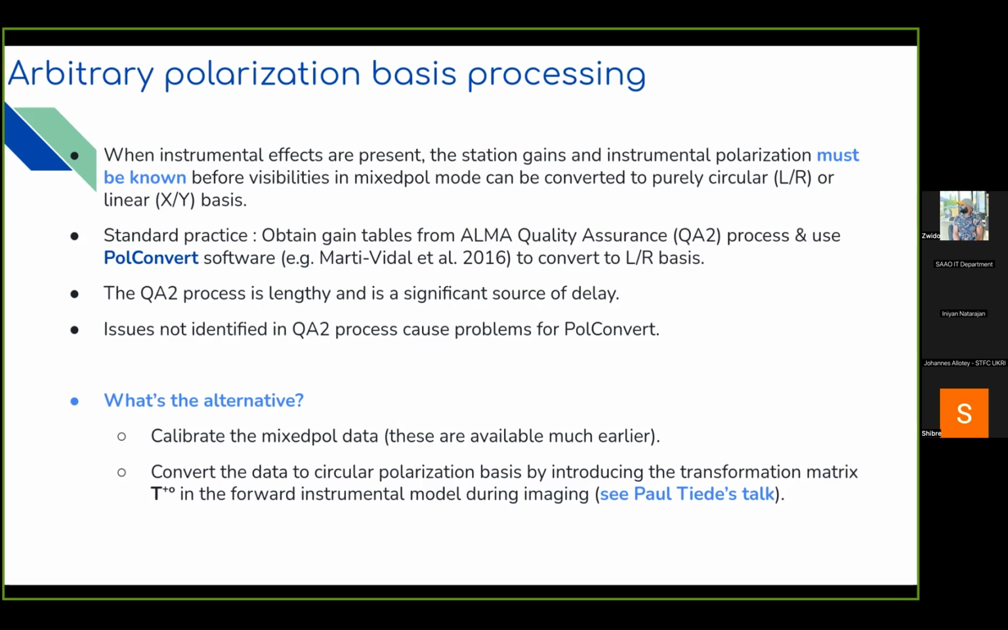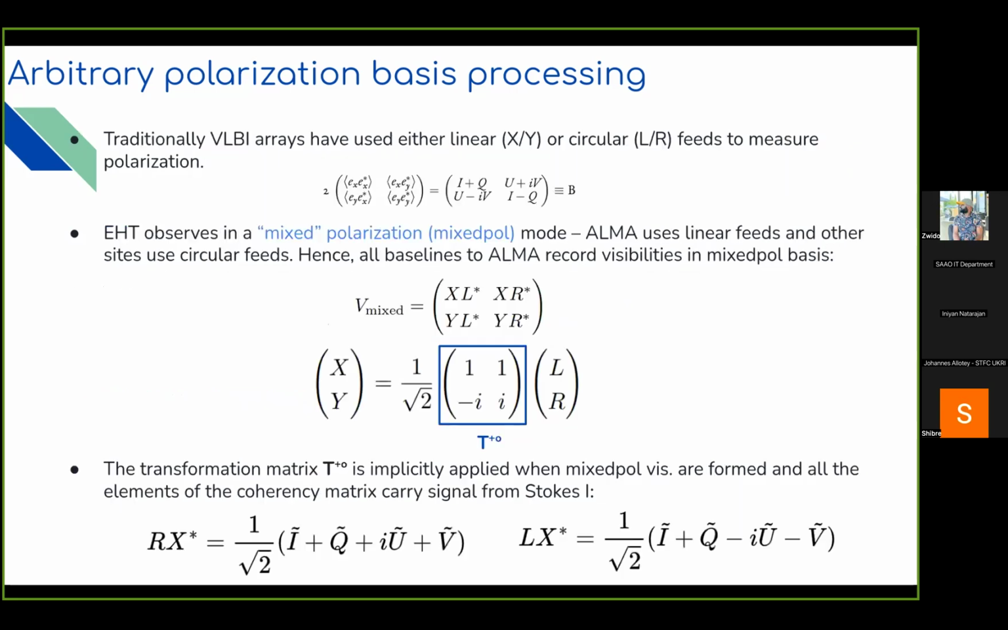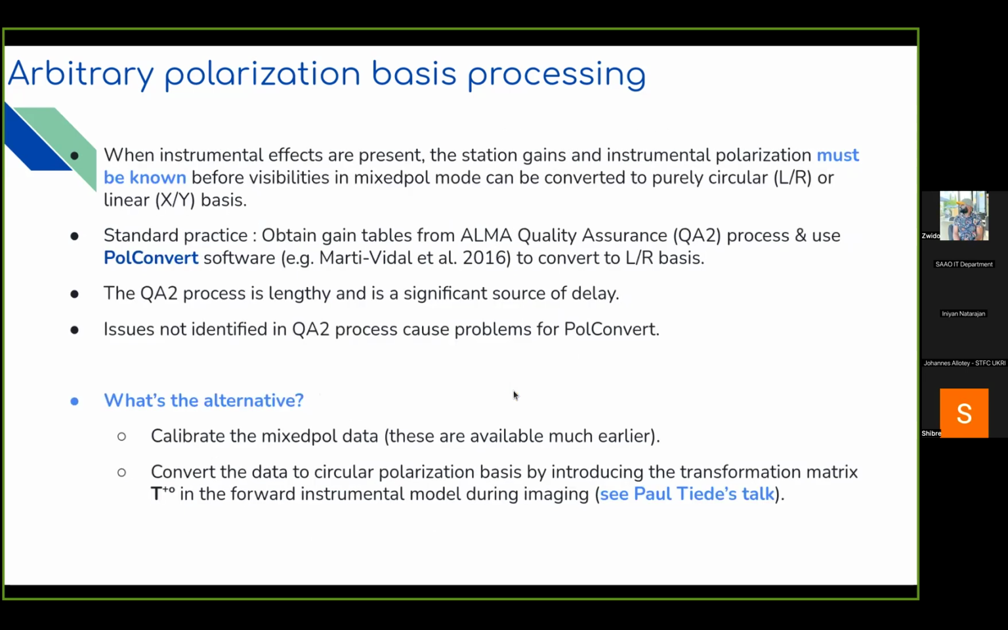There is an alternative where we can try to calibrate the mixed pol data. These are available much earlier from the correlation centers. So the single static matrix here can be introduced in your calibration process to convert the data to circular polarization basis on the fly. So you can get your ALMA data in linear polarization and other data in circular polarization, and with the addition of this matrix in your equations, you can easily calibrate mixed pol data.